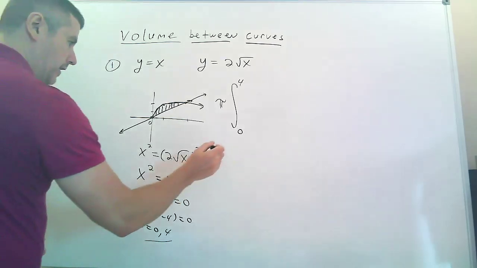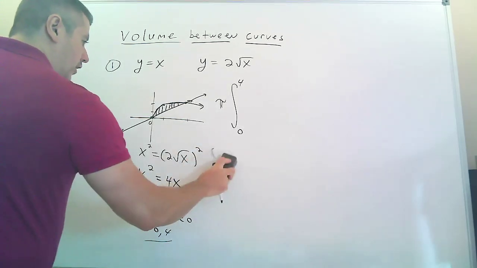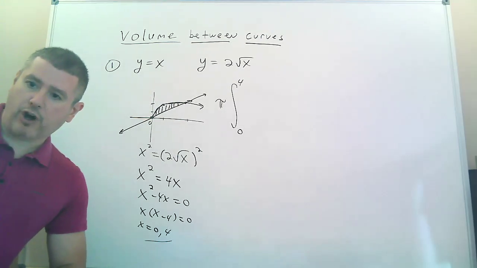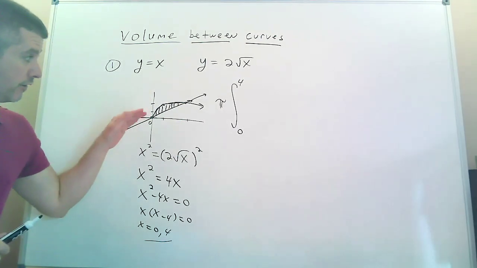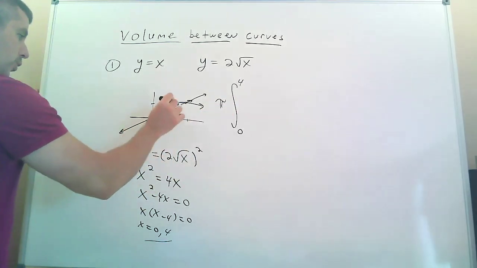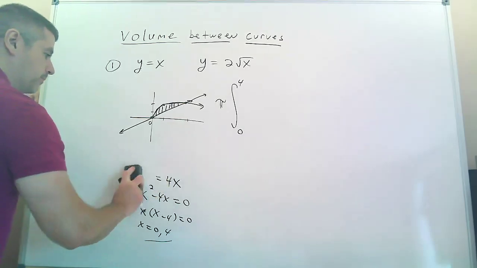X squared is a parabola that grows very fast. So the square root graph does okay in the beginning, but then it really levels off. All right, so it's still a curve. The line eventually gets above it, but I am only interested between 0 and 4, which is where they intersect, right? You need where they meet.